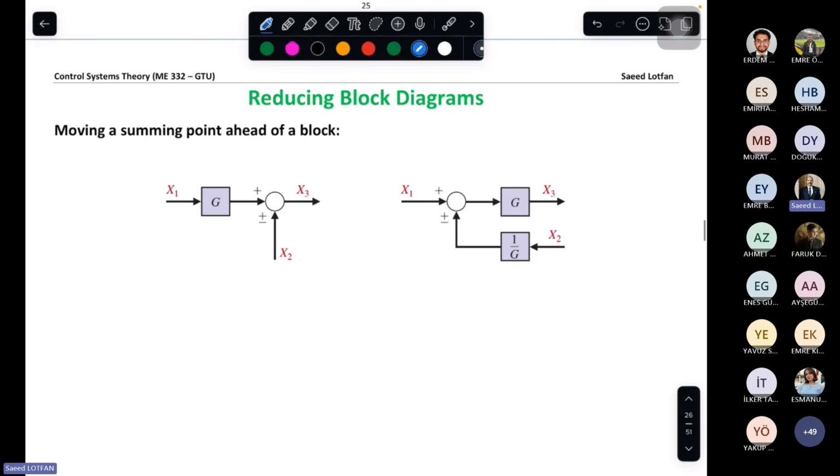Or in this case, if I have a summation point and I want to move it to the ahead of a block, this X2 going into the summation was not seeing G. If I bring it ahead, it will see G. So I have to multiply it by 1 over G so that nothing changes in the X3 result.